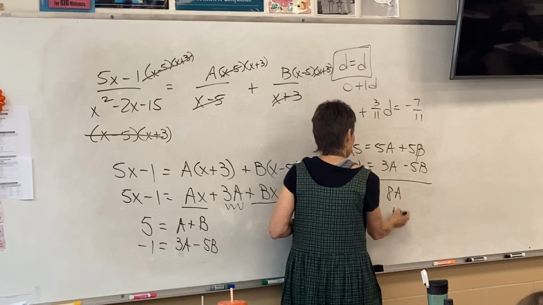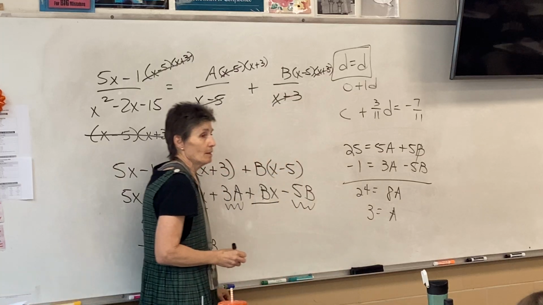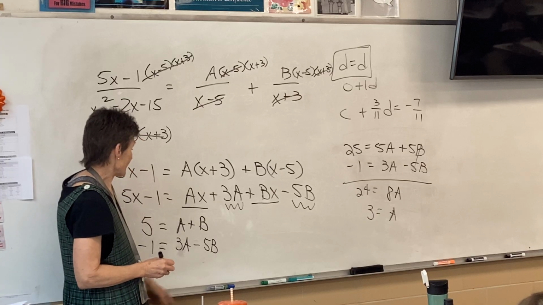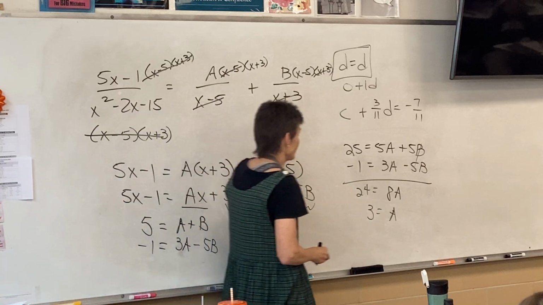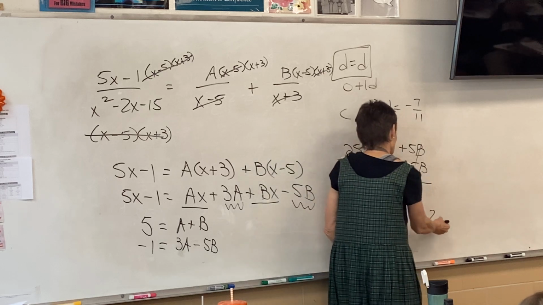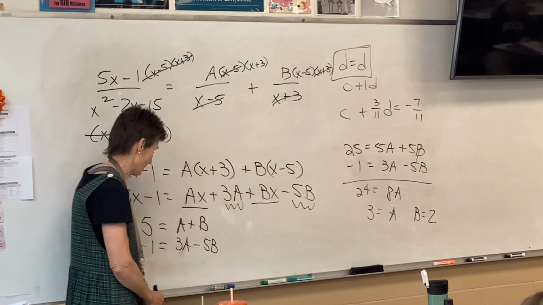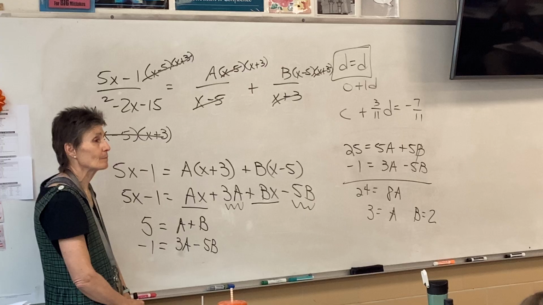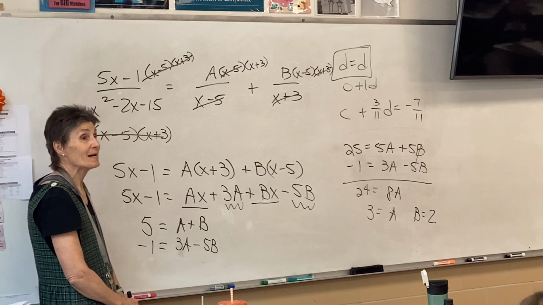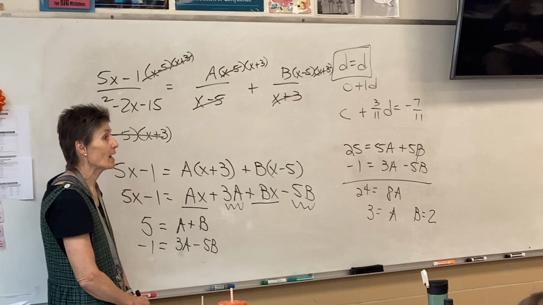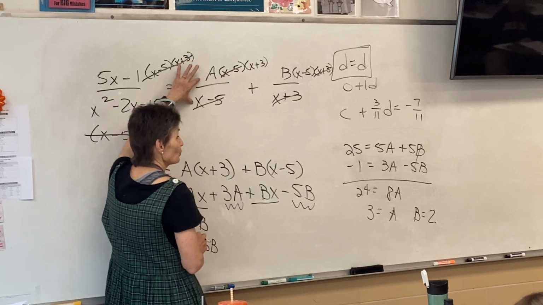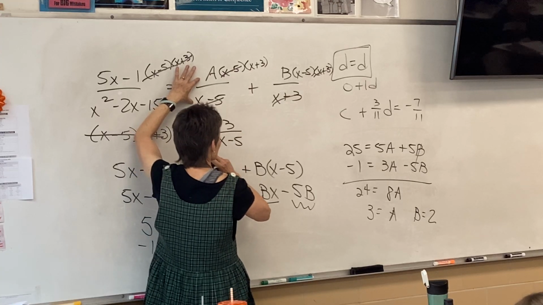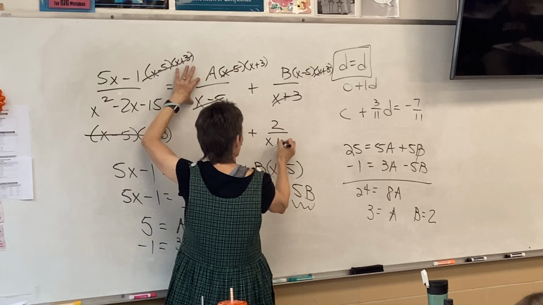So it looks like A equals 3. And if A equals 3, it looks like B has to be 2. So I'm gonna write my answer now, and this is the way the answer has to be written. Go back to the way you set it up. 3 over x minus 5 plus 2 over x plus 3.